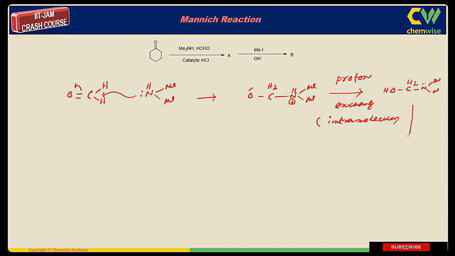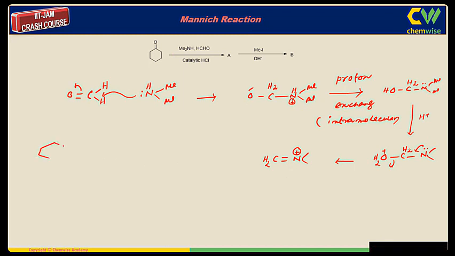Now, as we are doing the reactions under acidic conditions, this OH will be protonated. So basically we have OH2 plus, CH2 NMe2. This will go away. CH2 double bond N plus. So this is basically an iminium ion. So this is one part that we have generated. Let's see what happens with this moiety.